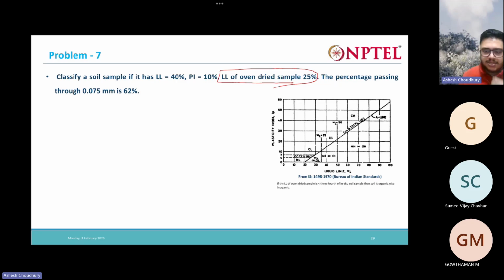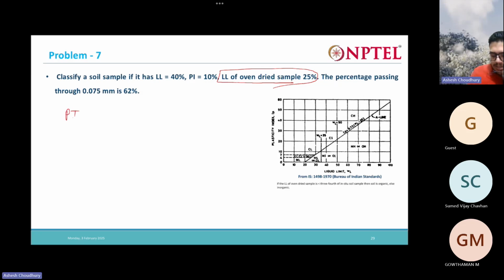Yeah, right. Correct. It's fine. Why is it fine? It's fine because more than 50% is passing through 0.075 mm. So it's a fine grained soil. So fine grained soil, either C or M or O, whatever. That you decide. Prefix C or M or O. Now what will it be? Calculate same.